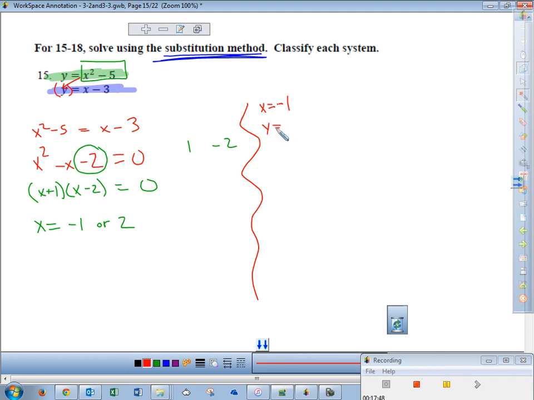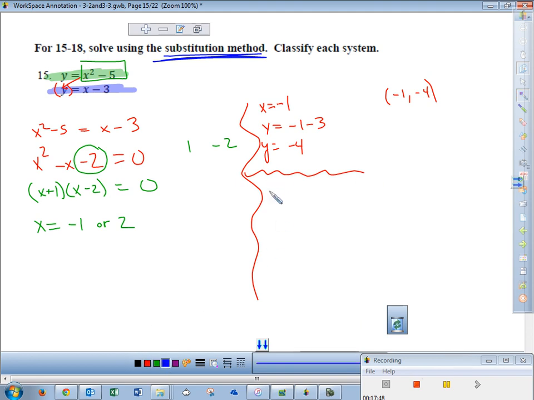Wouldn't that be y equals -1 minus 3? All I did where there was an x, I put -1 in there. What's y equal? -4. Stop and write yourself an ordered pair right away. -1, -4 is one of those solutions. When x was -1, y turned out to be -4. Cool? Then squiggle, squiggle, squiggle again.